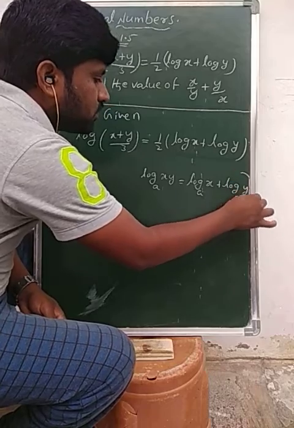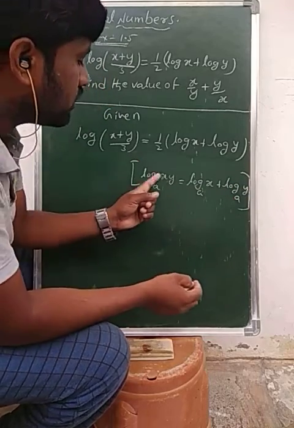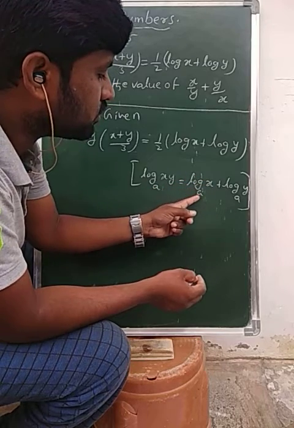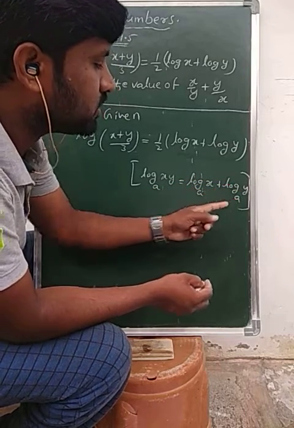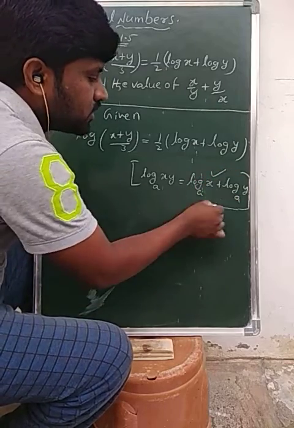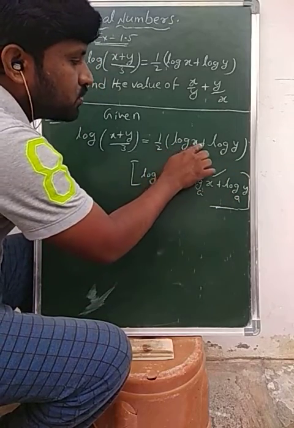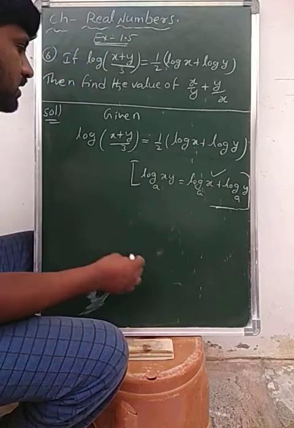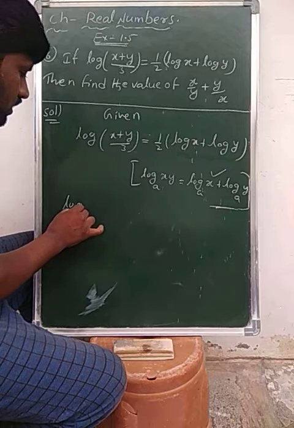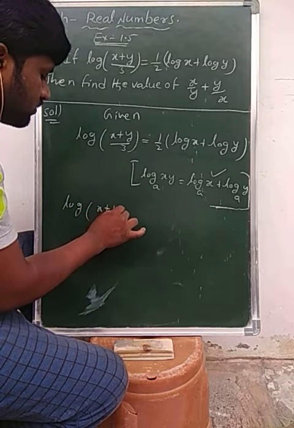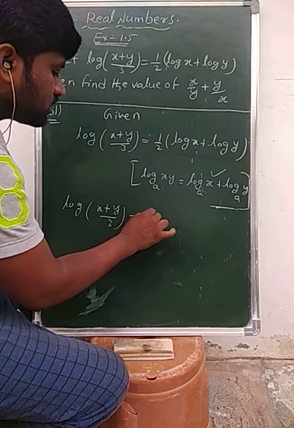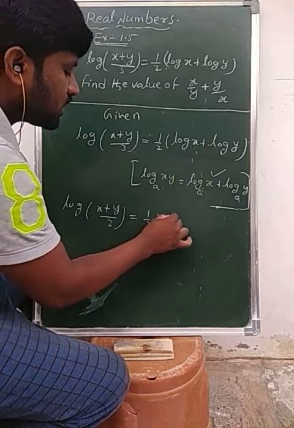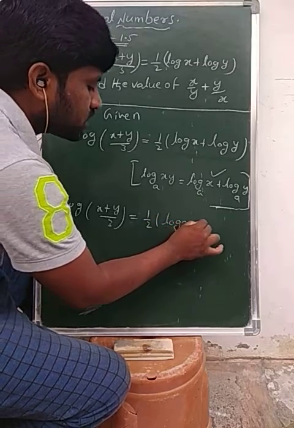Yes, the product rule. Log of xy to the base a is equal to log of x to the base a plus log of y to the base a. Here they have given the RHS part, log of x plus log of y. Then we can write it in the LHS part, means we get log of (x plus y)/3 is equal to 1/2 of log x plus log y, which we can write as log xy.